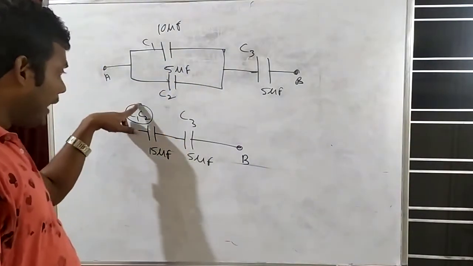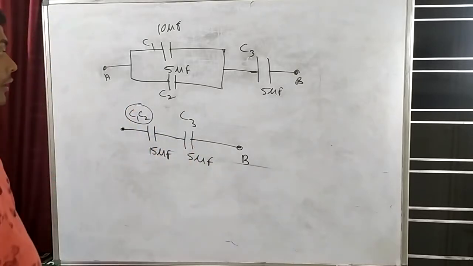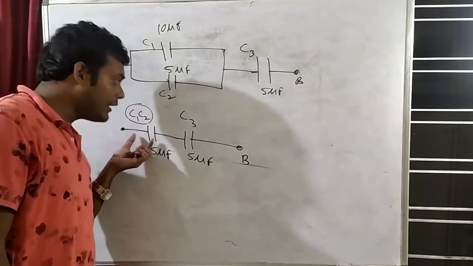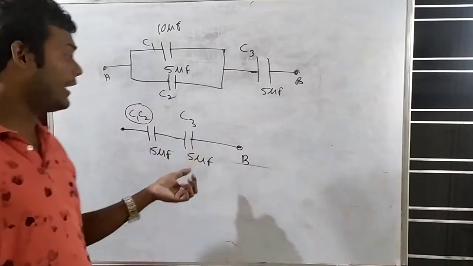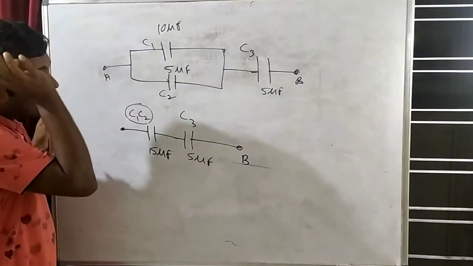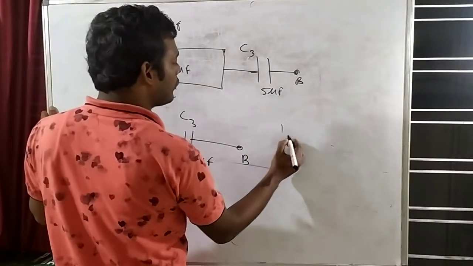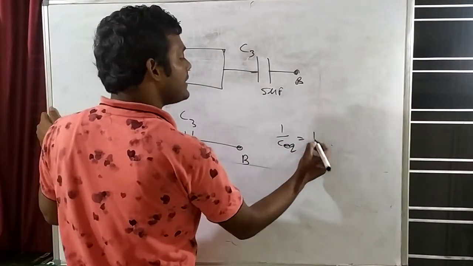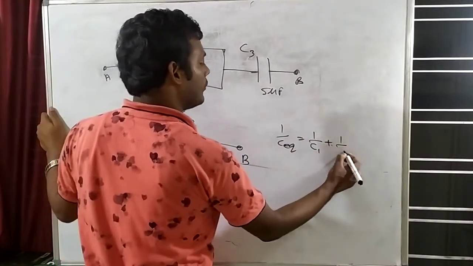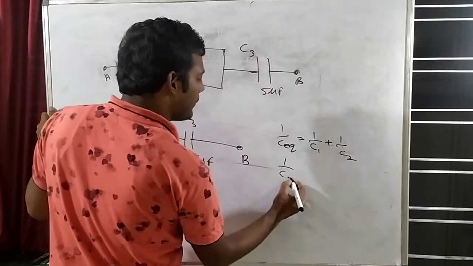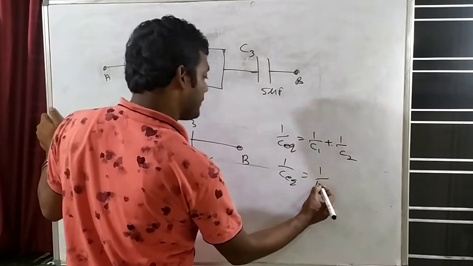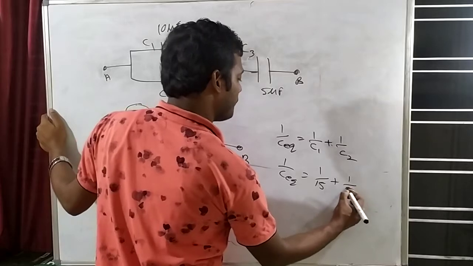So this equivalent and this are connected in series. So the equivalent of C1 and C2 and capacitor C3 are connected in series. And what is the formula in series? 1 by C equivalent is equal to 1 by C1 plus 1 by C2. So can we write that 1 by C equivalent is equal to 1 by 15 plus 1 by 5?